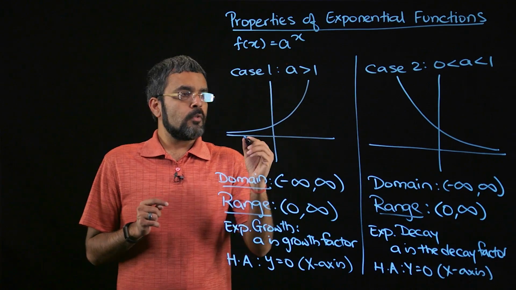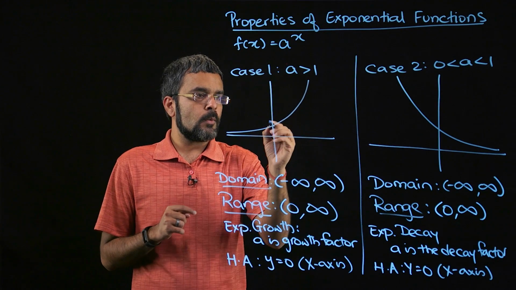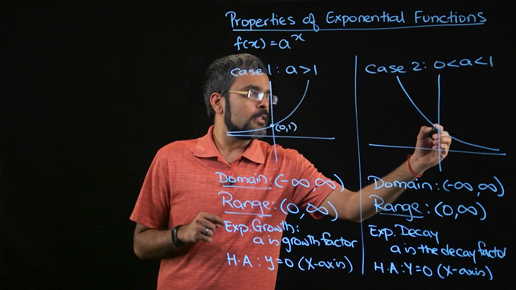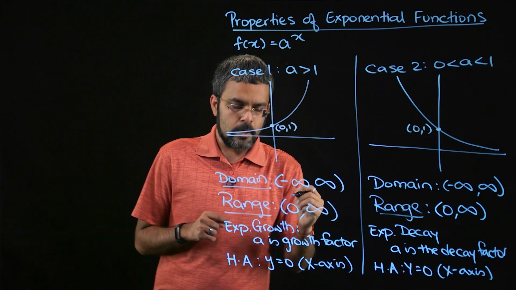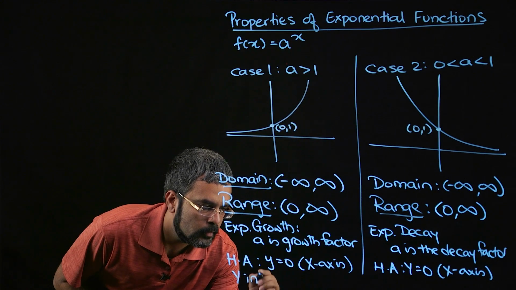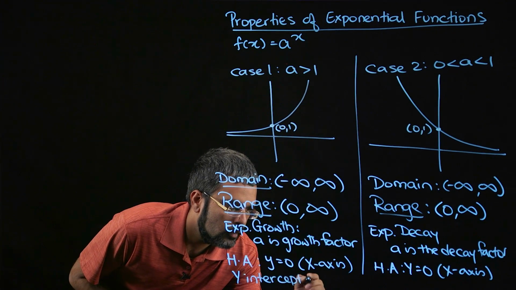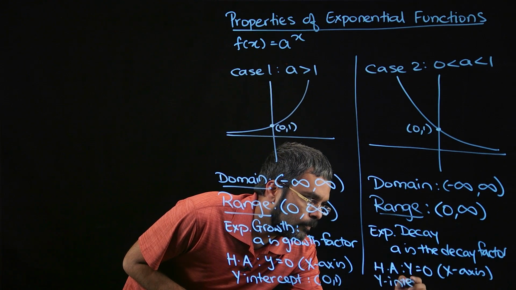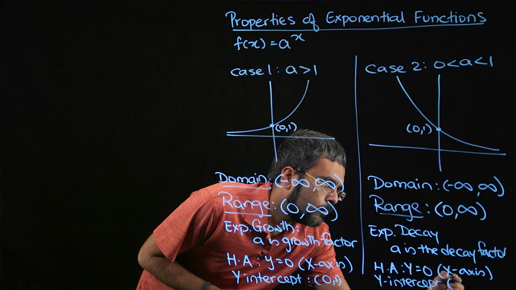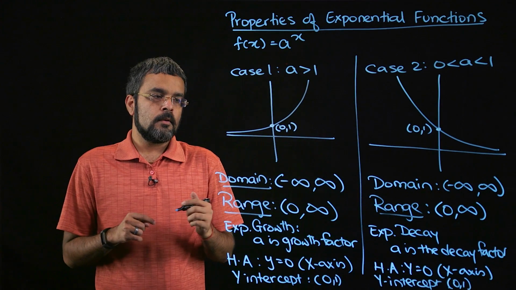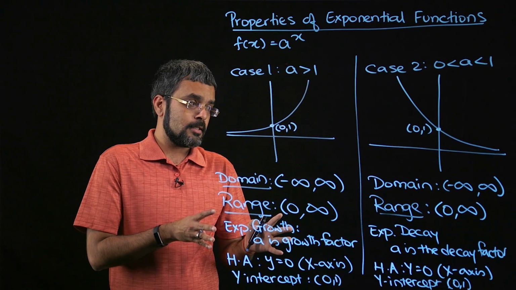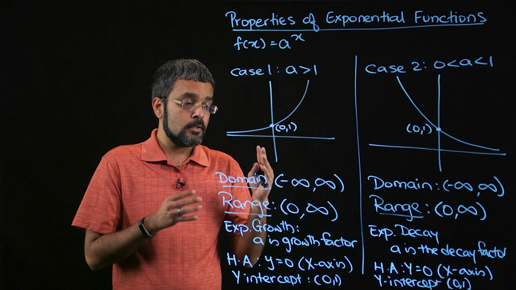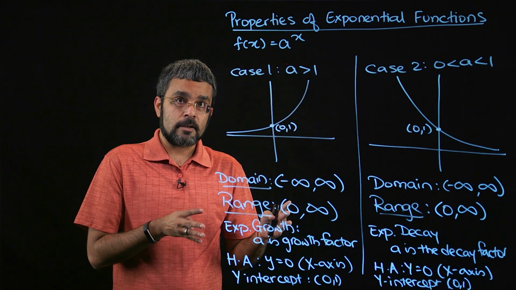Okay, and notice one more thing, that both these functions cross the y-axis, and if you remember your table, they cross the y-axis at the point (0, 1). So I have a y-intercept of (0, 1) in both cases. So you will need to know this in order to work with exponential functions, especially if you're graphing and solving equations. All right, so take a look at these, and these are the properties of exponential functions.